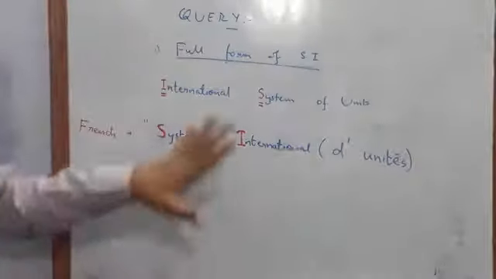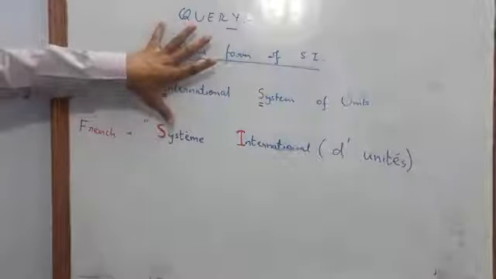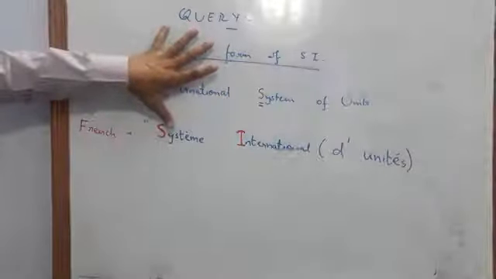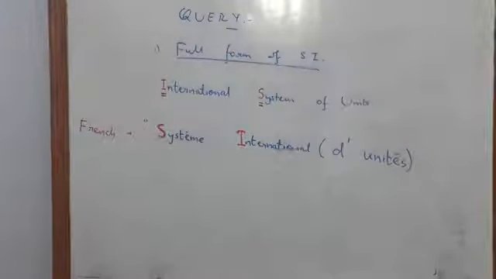For example, this is hand span, which in Hindi we call bitta. We cannot accept it as a universal unit because my hand span will be different from others' hand span. So different persons will have different hand spans and therefore it cannot be accepted as a proper unit. So this is about the query.